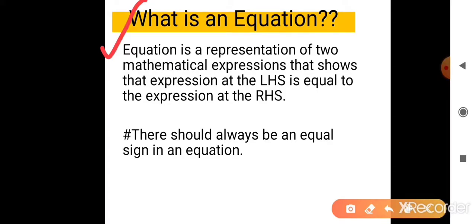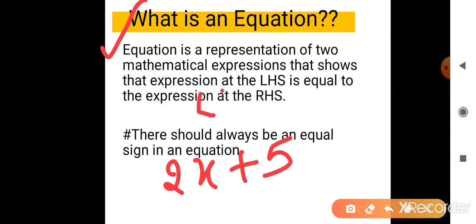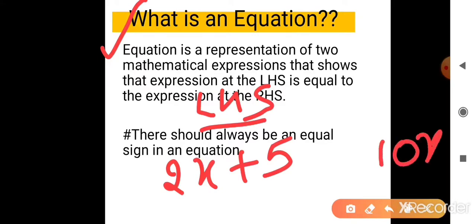Now let's consider two expressions. Let's say one is twice x plus 5, which is at the left hand side, and another one is say 10x. Well, we can use a constant term, or you can use a term with a variable. So I have used a variable here, and this belongs to the right hand side.